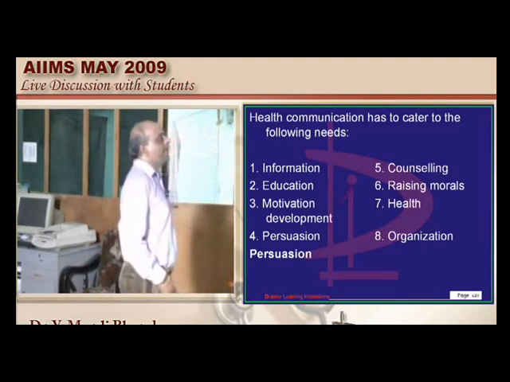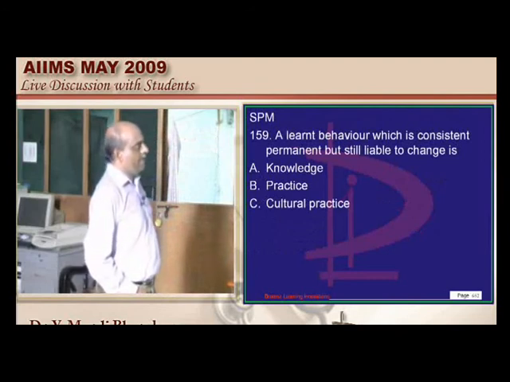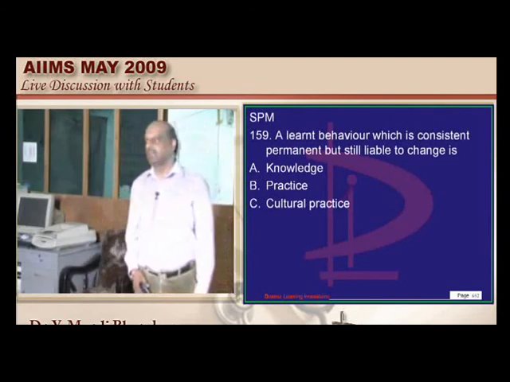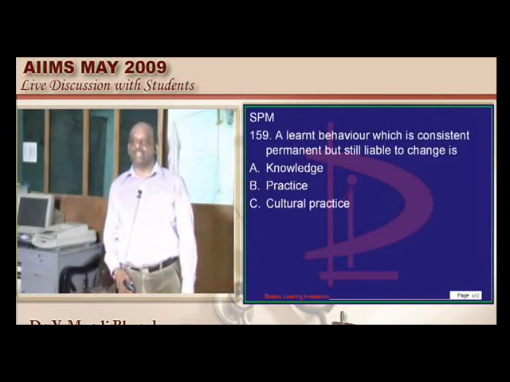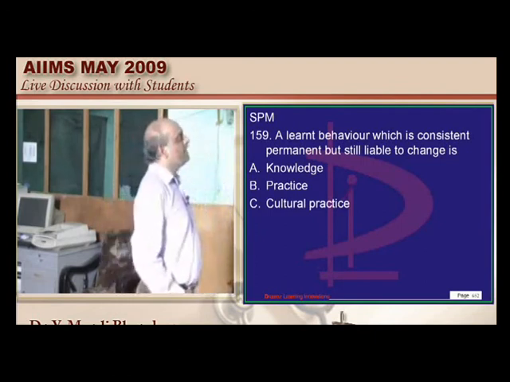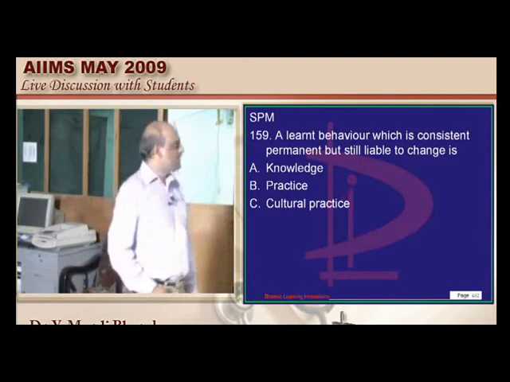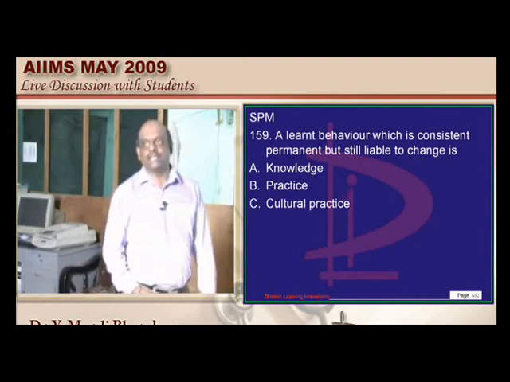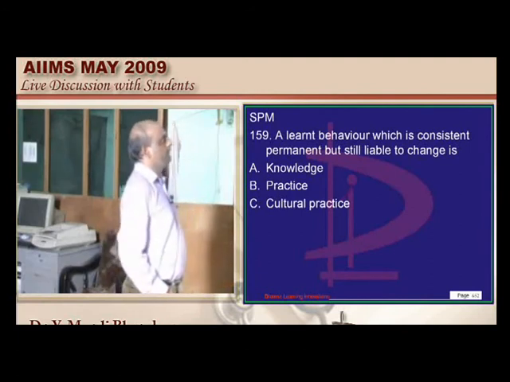A learned behavior which is consistent, permanent, but still liable to change is called living in a marriage. It is vulnerable to change, but at the same time you learned how to live in a consistent way. So cultural practice is one such out of all.